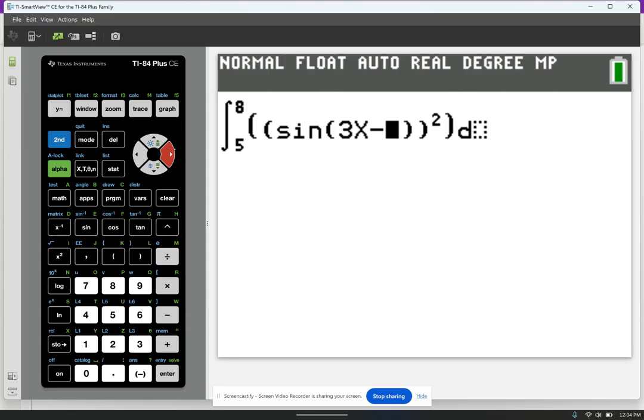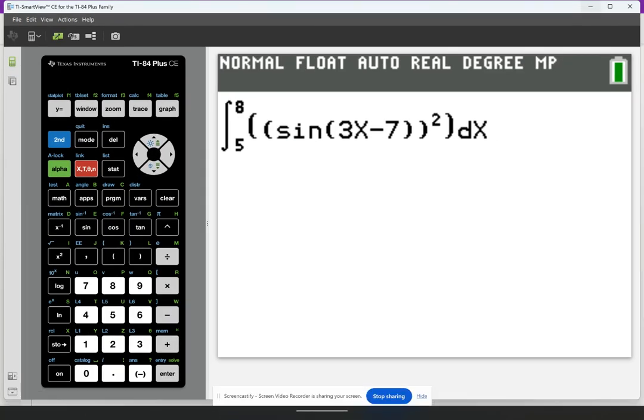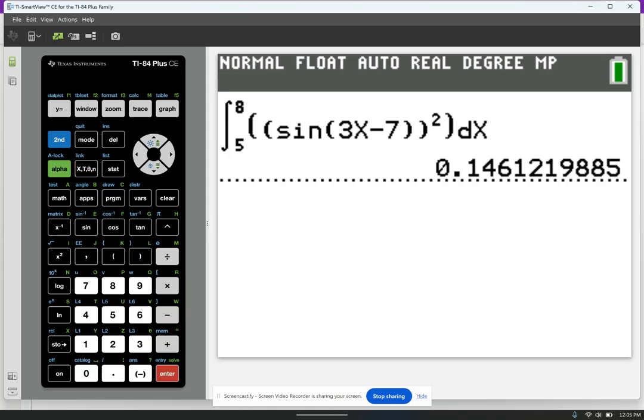And I'm going to come over here, and then we have to declare what the variable of integration is. Well, we're putting things in terms of x. So this should match what we're trying to find here, which is this. Okay, let's go back, press enter, and here's our answer.